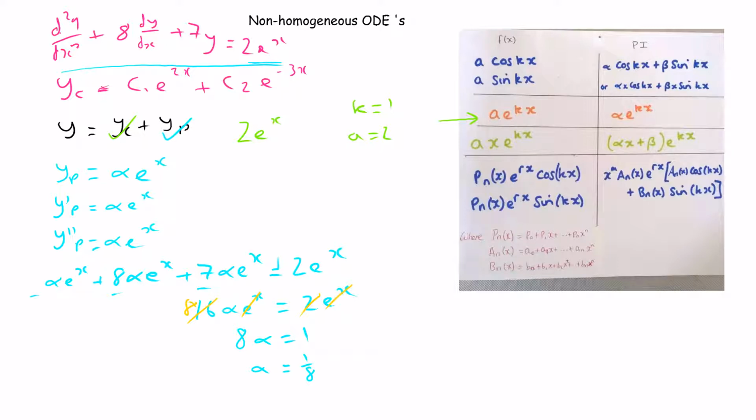So our general solution: y is equal to the complementary function, which is c1 e to the 2x plus c2 e to the negative 3x, plus, and now our particular, using alpha equals an eighth, so that's an eighth e to the x. And that is an example to find the general solution.